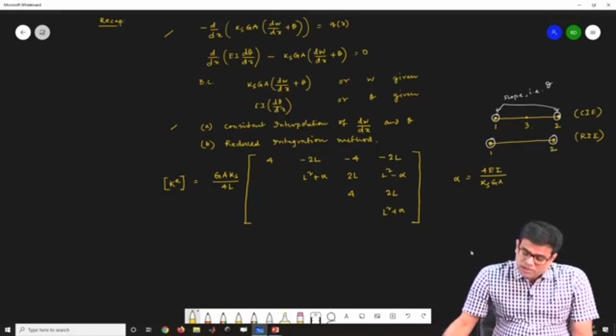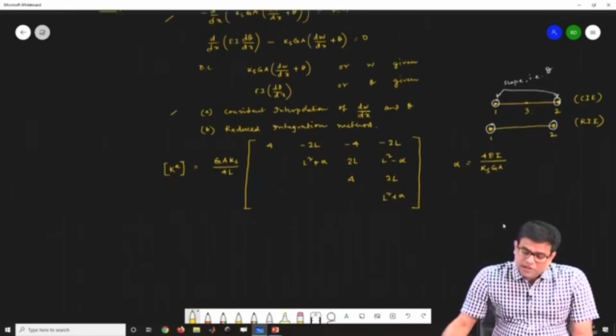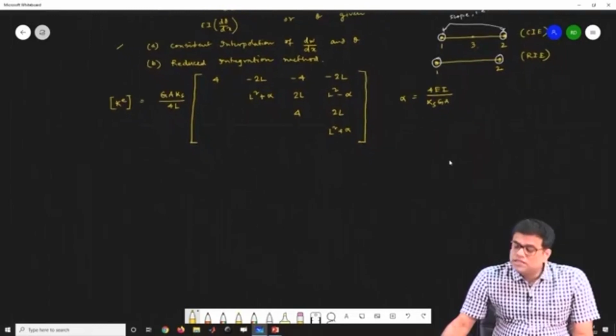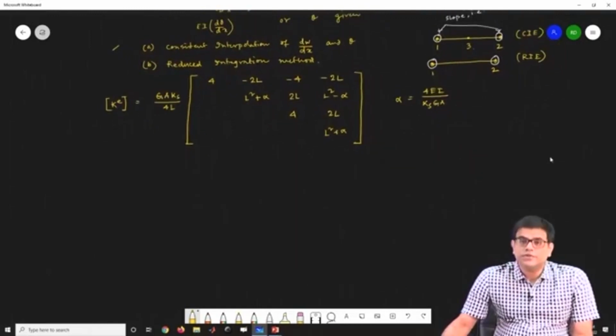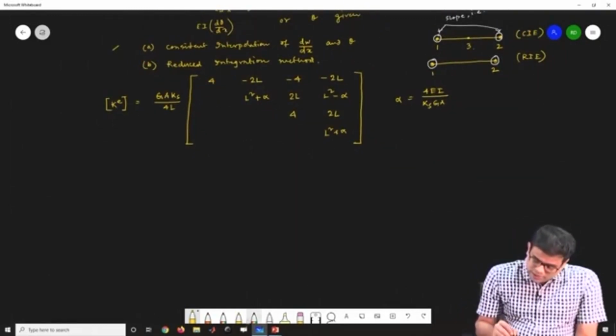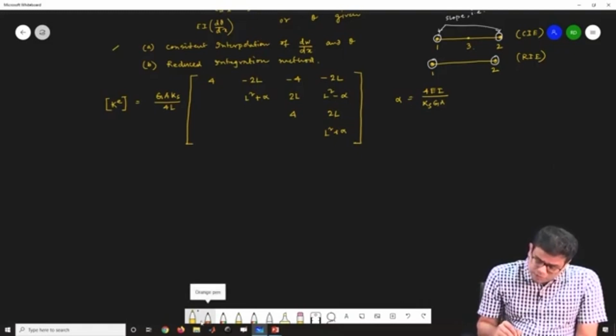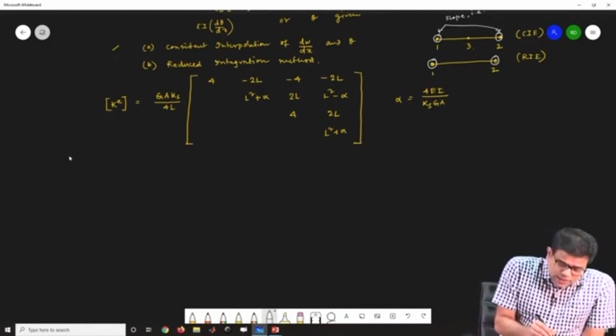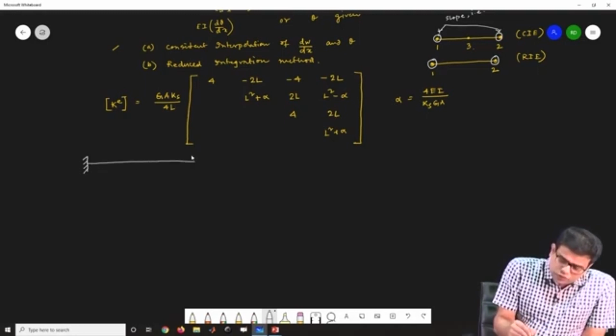Now, in order to find out how these elements work, the finite element procedure, essentially let us do a simple problem where we consider a simple beam. So, this problem is very simple.